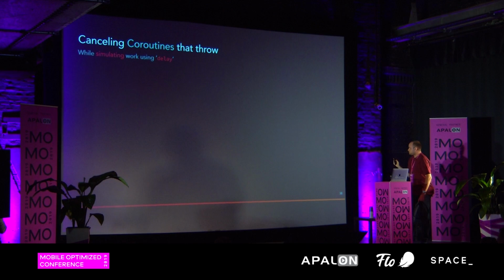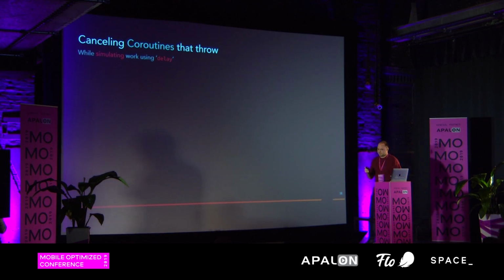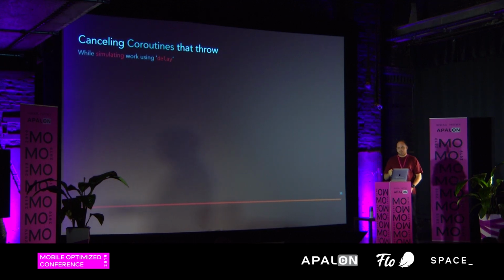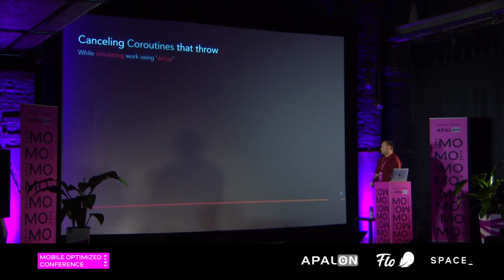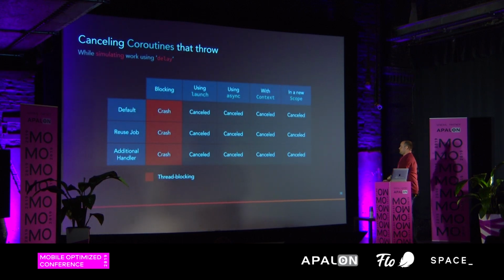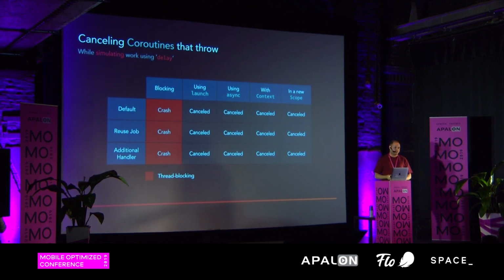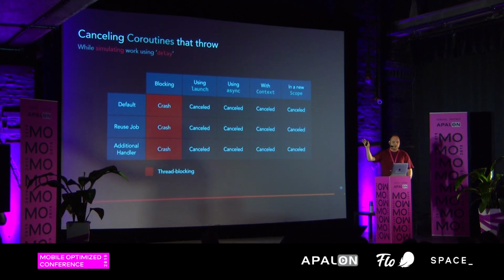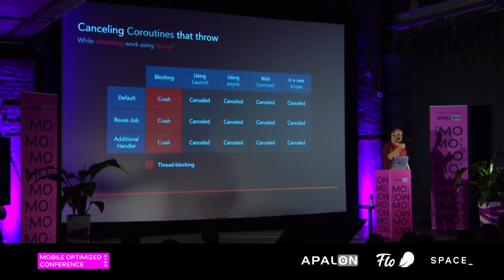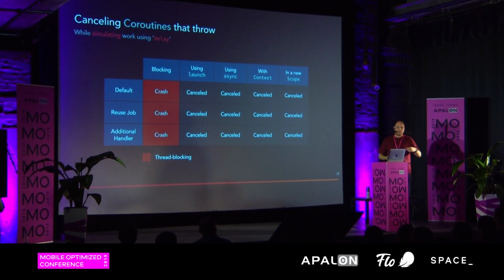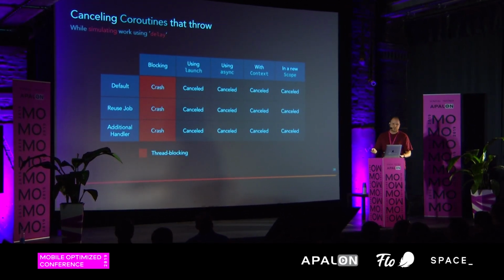But before that, one last use case is also canceling coroutines, but canceling coroutines that are using simulated work. So canceling with delay. So what happens actually? As maybe anticipated, all of them get canceled because delay is not doing any actual work. So delay is just sitting there. If you cancel it, it can immediately get out of the event loop. It can immediately stop waiting, because it's waiting, it's not doing anything.